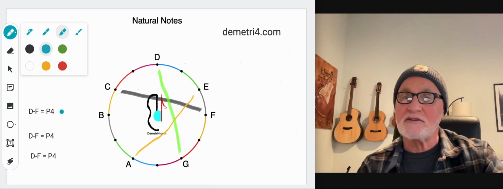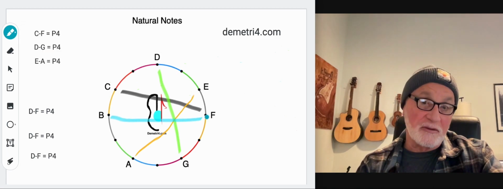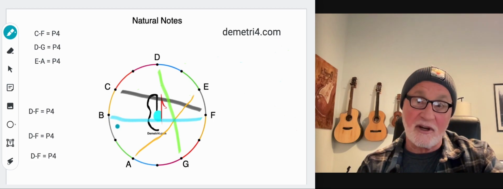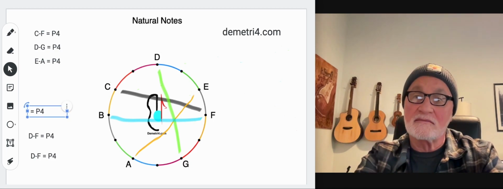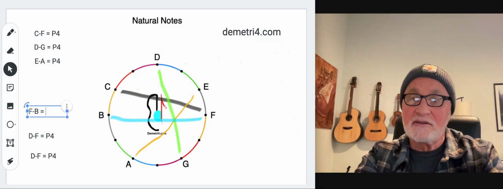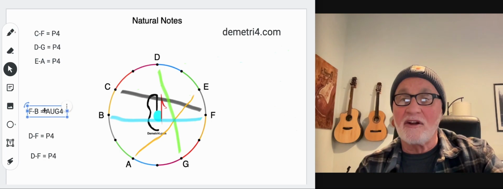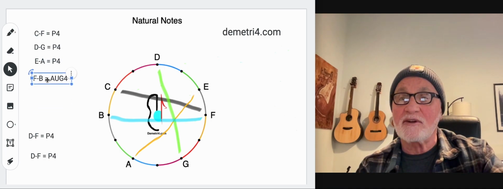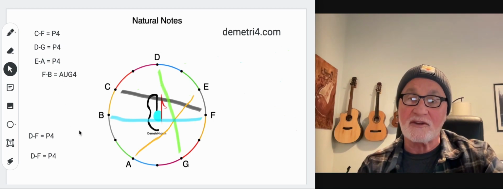Let's try what's next. F. F to B. Okay, you can see that one's different. Look at that, goes straight across 6 dots. So watch out for F. F to B, augmented fourth. All augmented means is that we've added a half step to either a perfect interval or a major interval. In this case it was a perfect interval, but we added an extra dot. 1, 2, 3, 4, 5, 6.